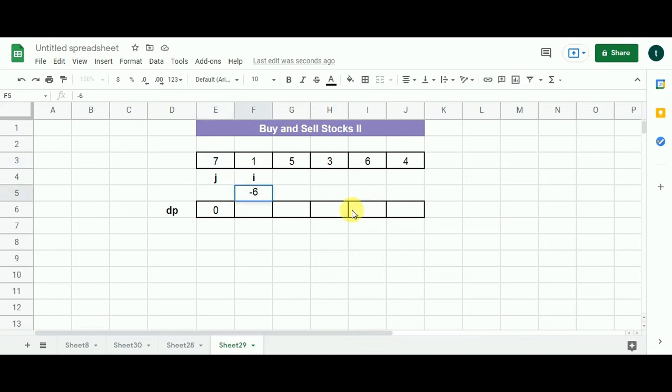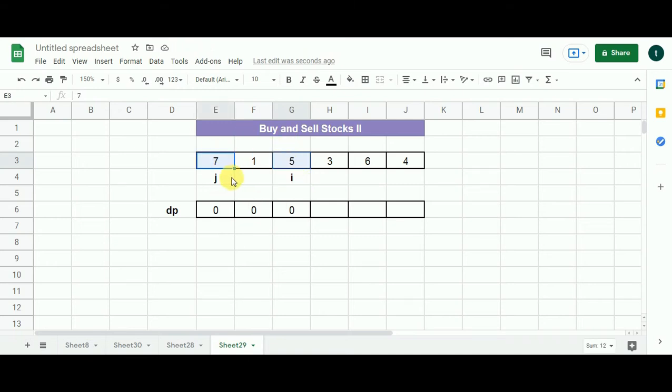Would we anyway prefer taking a loss in the stock? No. So instead of minus 6, I would prefer populating 0 in this cell, which means I don't buy the stock at all. Now i moves one cell to the right. It represents 5 and j represents 7. 5 minus 7 gives me minus 2. But would I populate minus 2 in here or 0? I won't prefer the loss, so I populate 0 in this cell. In fact, why don't we skip the iteration where the selling price is less than the buying price?